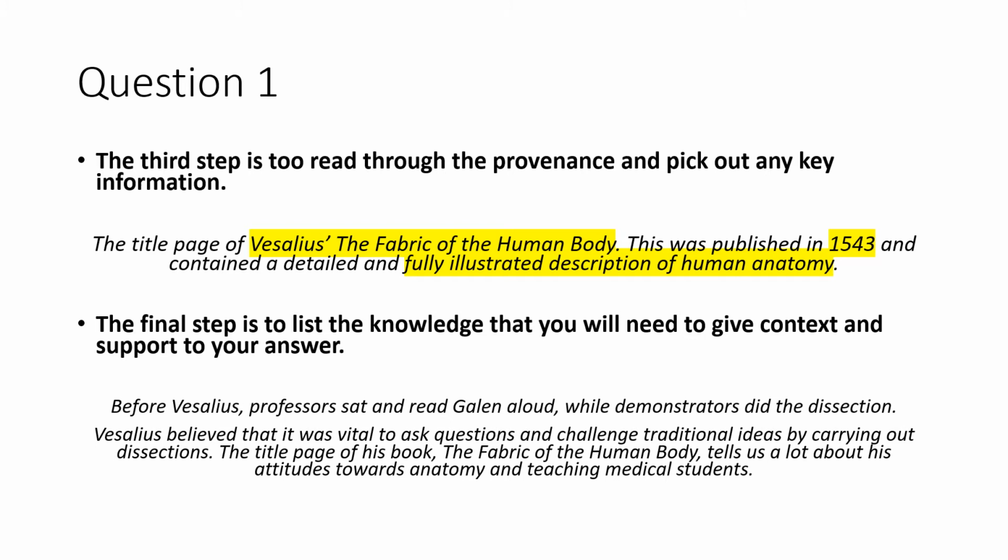The third step is to read through the provenance and to pick out any key information. I would always recommend reading the provenance at the very beginning. Sometimes it tells you information that's important as well. If there's difficult things in the source, it might tell you in the provenance what you're looking at. So if I'm looking at the provenance, I've highlighted Vesalius, the fabric of the human body, its published date in 1543, and fully an illustrated description of human anatomy. Those are the things that I've picked out.